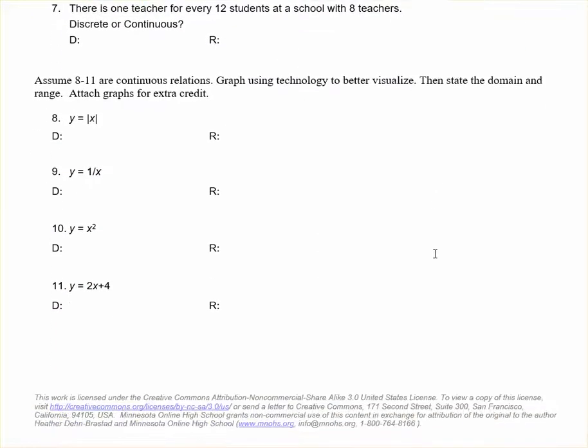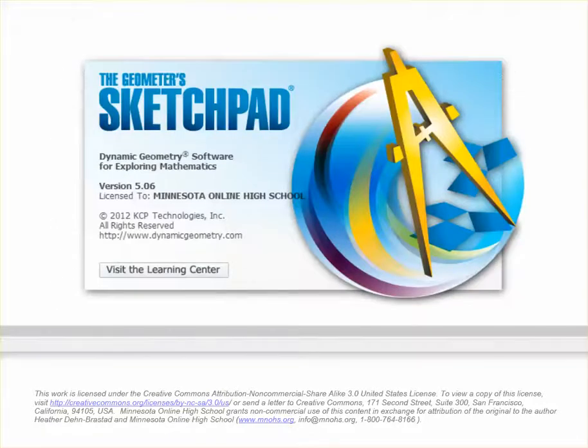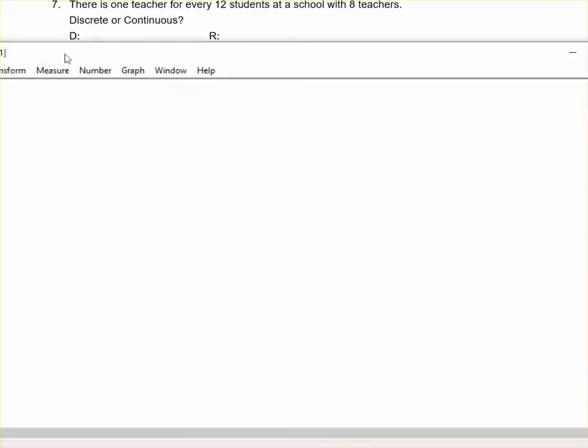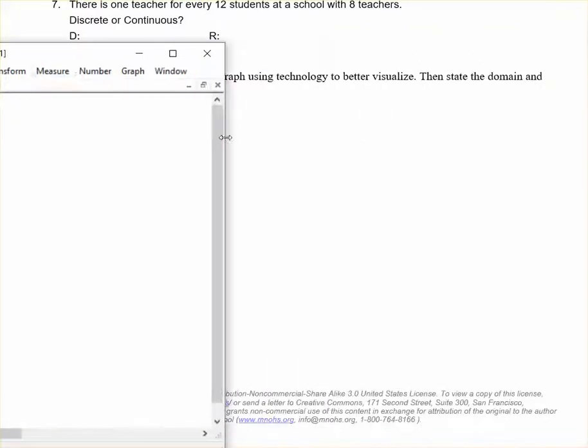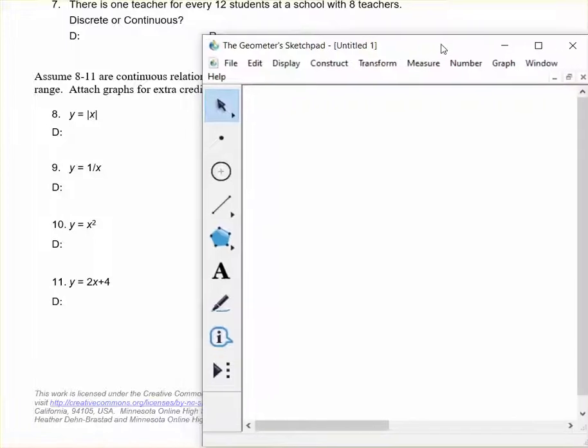All right, in number 8 through 11, it says they are continuous relations. Graph using technology to better visualize. Then state the domain and range and attach your graphs for extra credit. So I have Sketchpad here that I'm going to use, but you could also use Desmos, or you could use GeoGebra to graph these. And if you're not going to attach them for extra credit, you could also graph them using a graphing calculator. But you can't attach those, so.